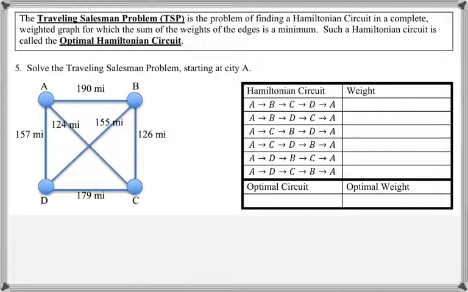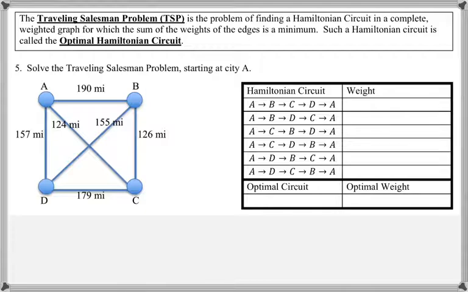So officially it's defined as the problem of finding a Hamiltonian circuit in a complete weighted graph for which the sum of the weights of the edges is a minimum. Such a Hamiltonian circuit is called the optimal Hamiltonian circuit.